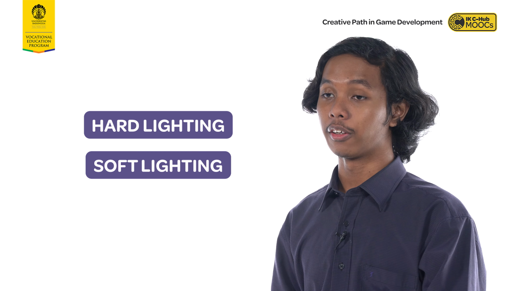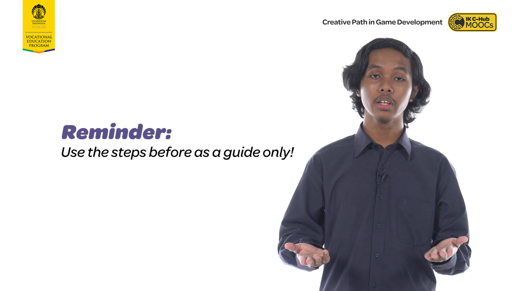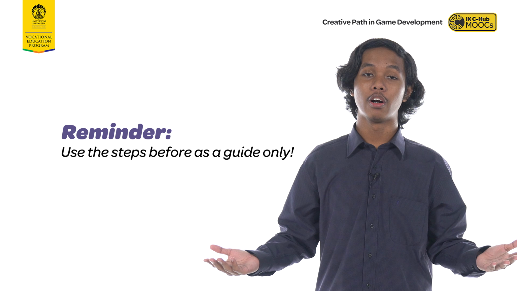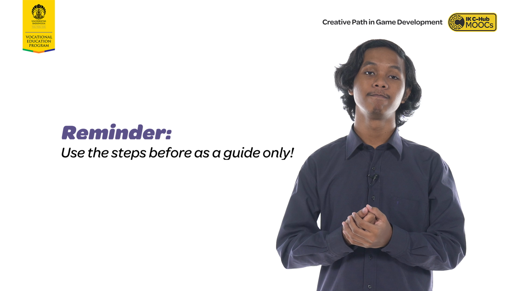That's all for the lesson on lighting in making illustrations. Now, let's review the lesson. Lighting is a stage where the artist adds a light source to the object to make it look more alive. Lighting can be divided into hard lighting and soft lighting. Furthermore, the steps to add lighting to an illustration have also been explained. However, use the steps above as a guide only. Everyone has their own way of making illustrations. Do what is comfortable for you and create a more lively illustration with the right lighting.